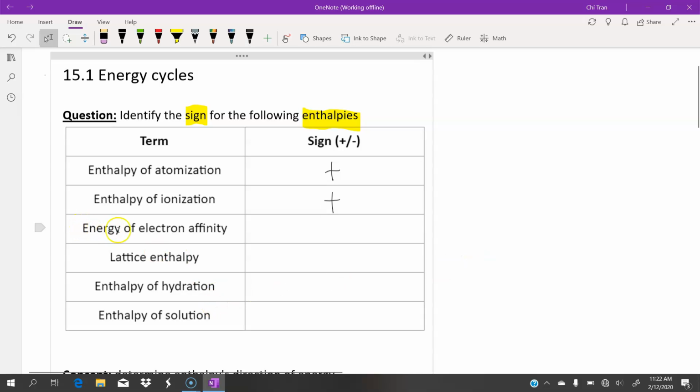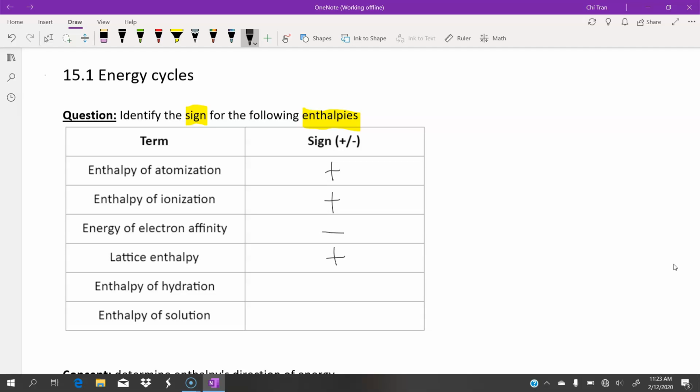And then the energy of electron affinity is to gain an electron. So there's a release of energy. So it's an exothermic reaction. The sign is negative. Lattice enthalpy is when the individual ions in a lattice structure are broken. So there's a breaking of a bond. So it's an endothermic reaction, and the sign is positive.